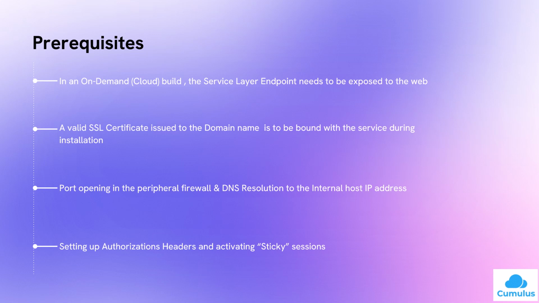It's also important to talk a little about the prerequisites of the service layer. So if you're running your SAP Business One in the cloud, also known as on demand, then the service layer endpoint eventually needs to be exposed to the web. Now, this is something that is usually done by your IT professionals. There are ways to overcome this if, say, your IT professionals refuse to expose this. I'm not going to be covering it here, but generally speaking, for the cloud, you would want to expose that endpoint.